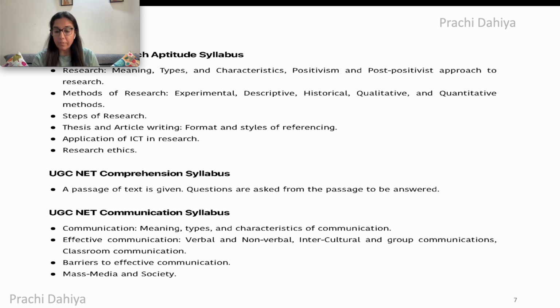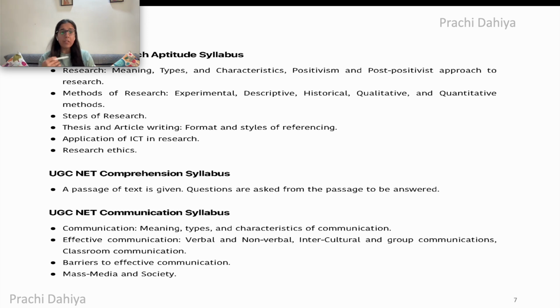In the research aptitude there can be questions related to what is the meaning of research, what are the different types of research: ex post facto research, experimental research, survey research, all these types of questions. Then they will ask you about worldviews, what is positivism, what is the post-positivist approach. This positivism and post-positivist approach are all part of the worldview.